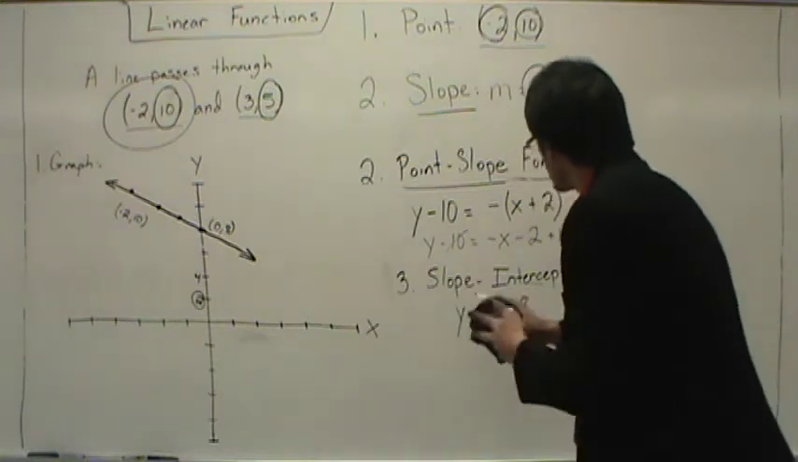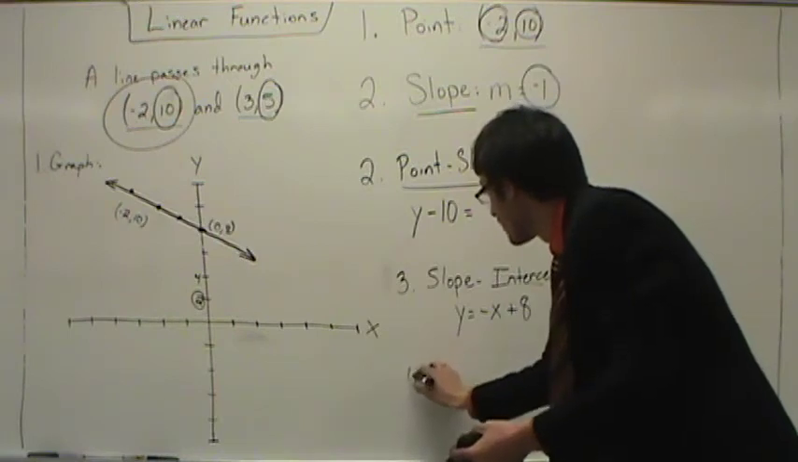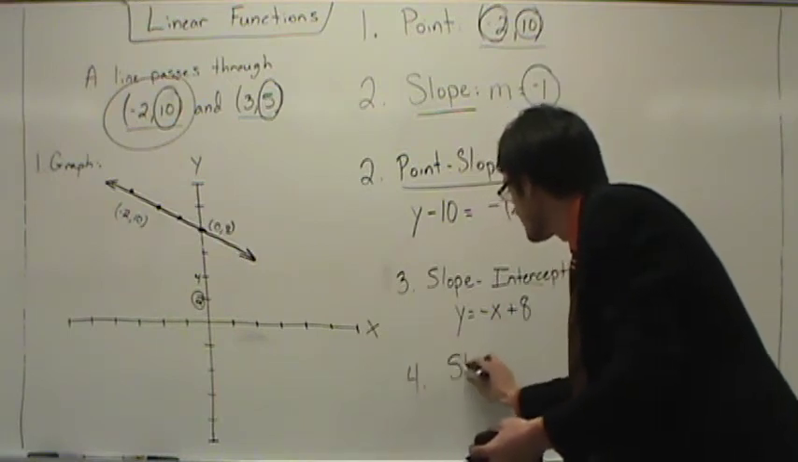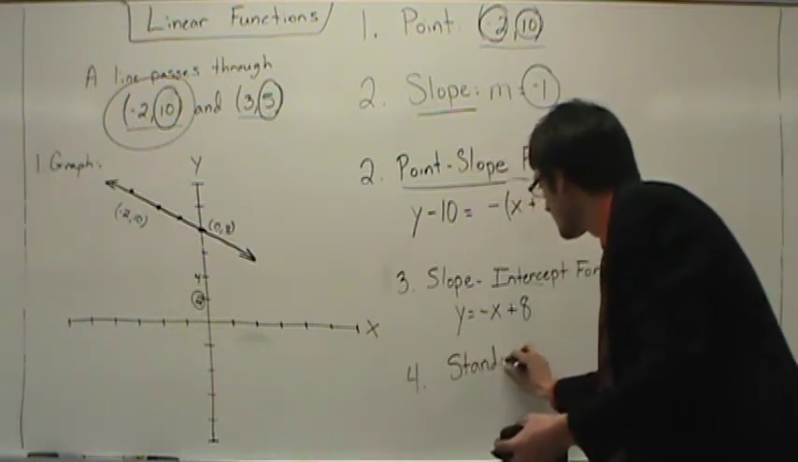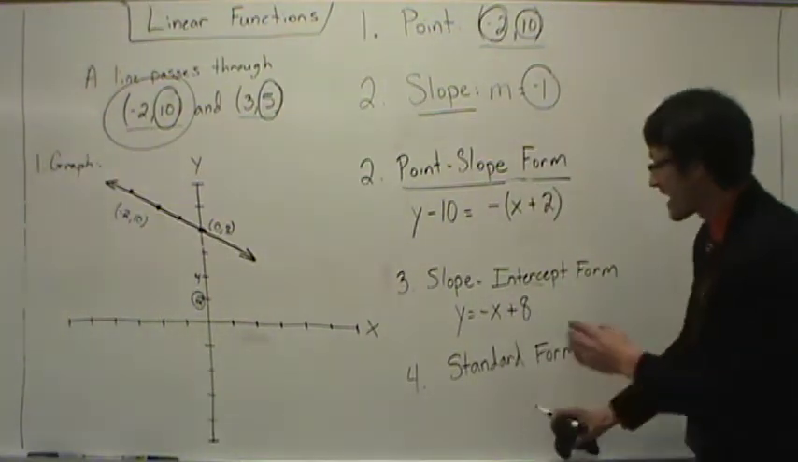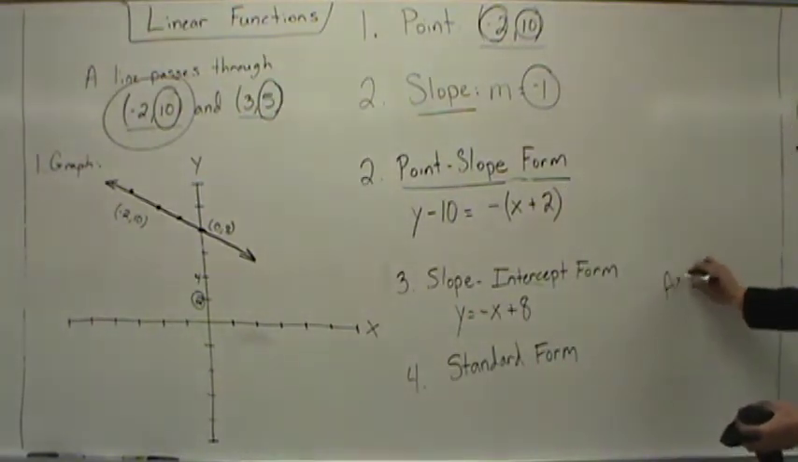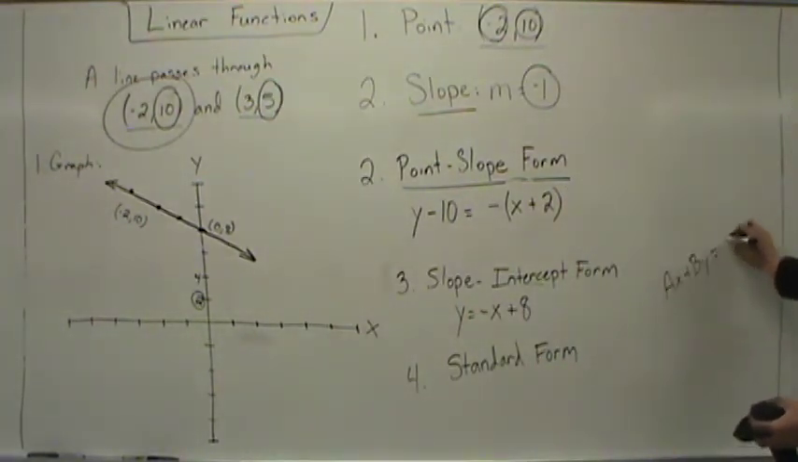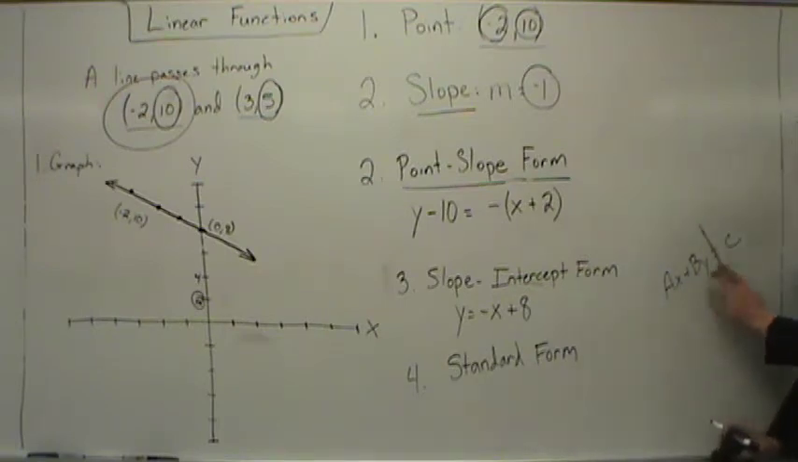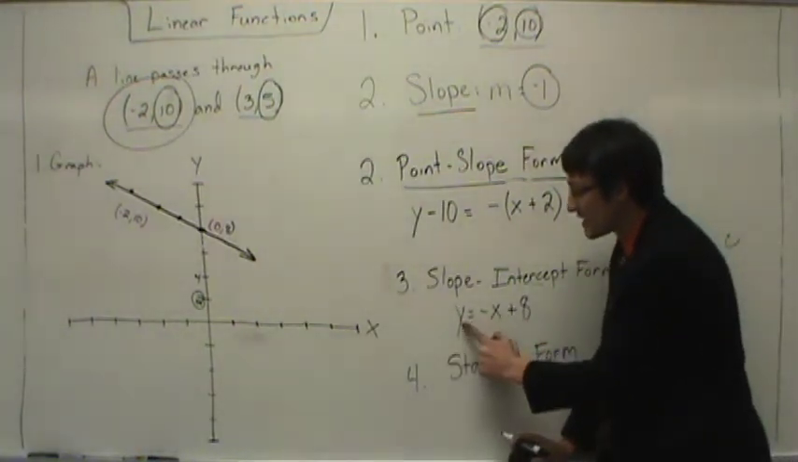Now, to go to standard form, step 4 is standard form. Remember that we need the x term and the y term on the left. Standard form says ax plus by is equal to c. The equality divides the equation into two parts. The x term and the y term are on the left. Notice that y is already on the left.